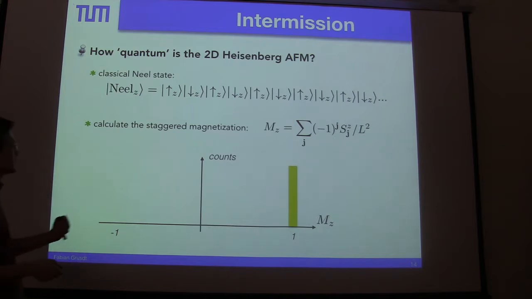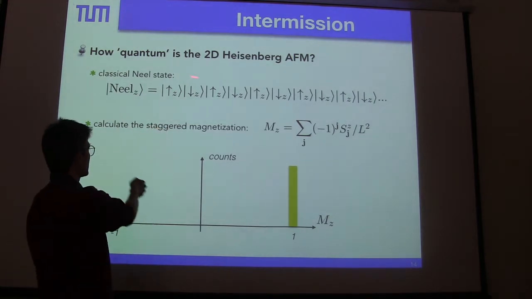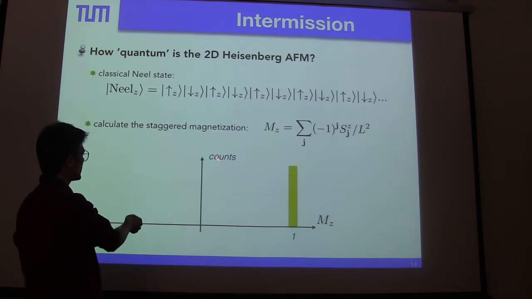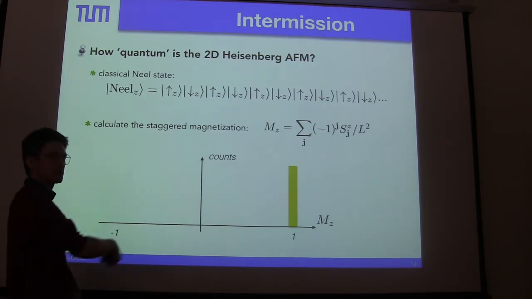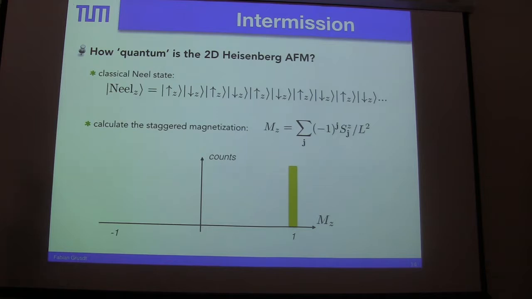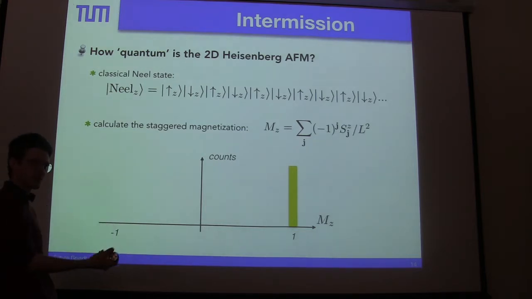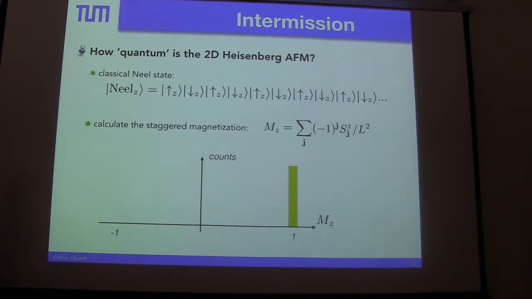Now, of course, if you take a classical checkerboard pattern, this classical Néel state pointing in some direction, Z, let's say, and you look at how many counts you get for which staggered magnetization, if you take many snapshots, well, all the time you get the maximum allowed staggered magnetization, right? Because it's perfectly matched. Okay, so the histogram you would get looks like this.